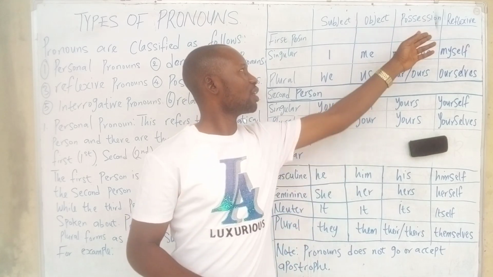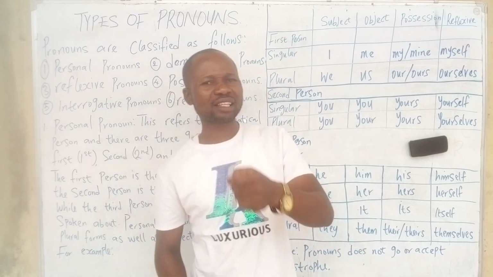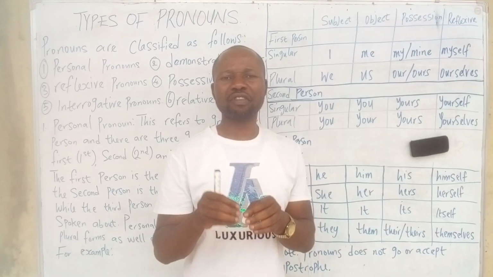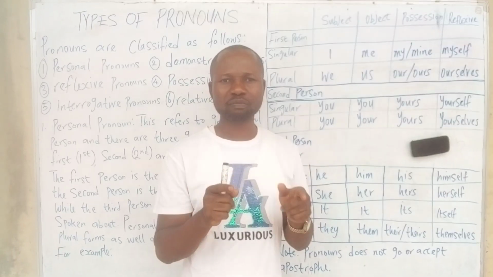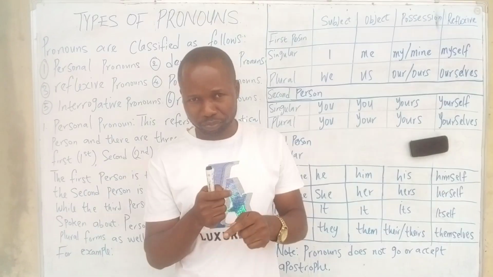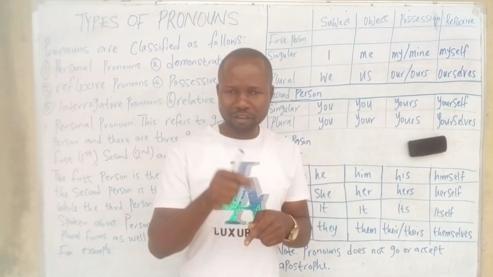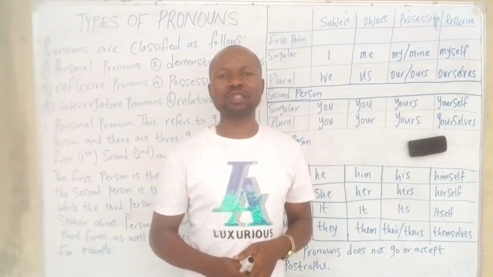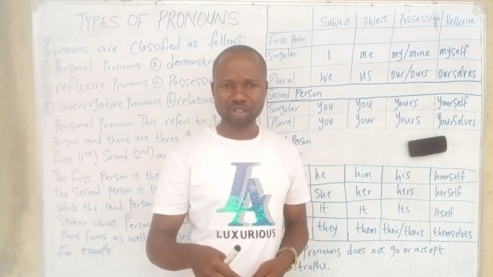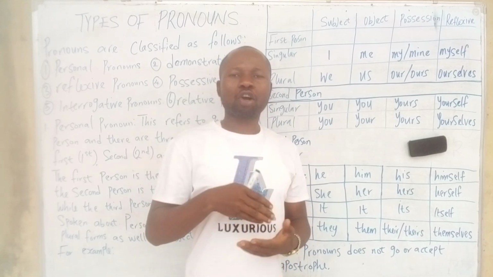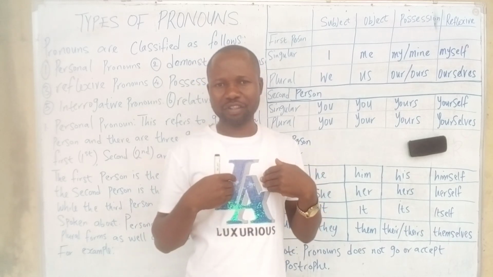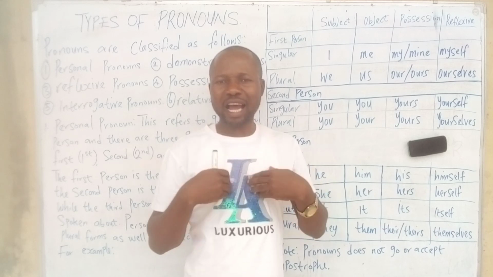The last one is reflexive. I normally define a reflexive pronoun as an action that was performed that still has an effect on the performer. I come again. A reflexive pronoun simply means an action that was performed and that action still has an effect on the performer. Example: if we say they bought oranges for themselves, you see, the oranges they bought are for themselves. If we say I cut myself with maybe a knife, I'm the one that cut myself, so the action that I performed had an effect on me.